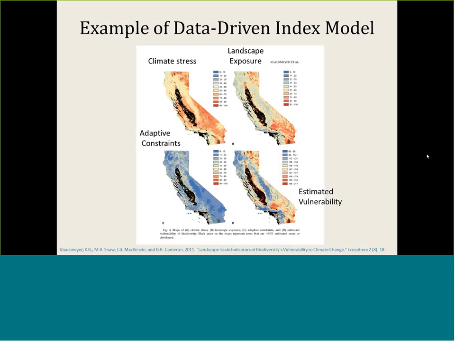One example here is work done by Klausmeyer and others in California, where they used this data-driven index approach to estimate areas that would be highly vulnerable to climate change, based on different variables related to climate, landscape features, and adaptive capacity or adaptive constraints of the landscape. With that, they developed this heat map of areas that are less or more vulnerable to climate change. And from here, you can develop recommendations on management efforts.